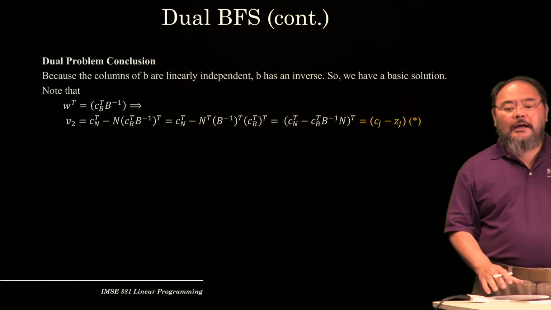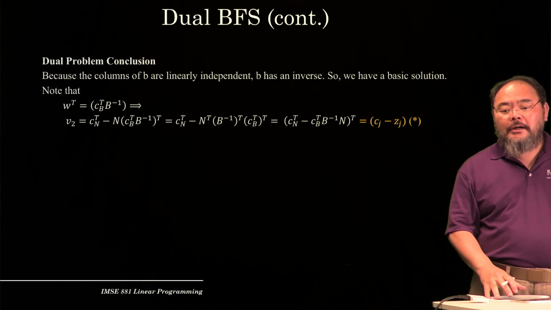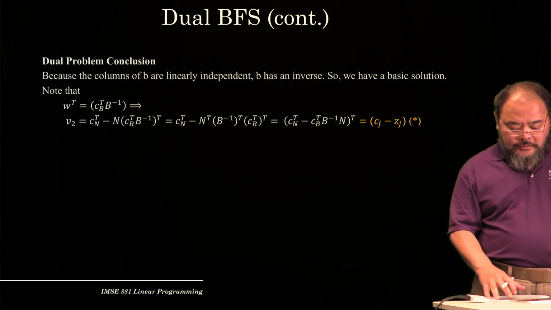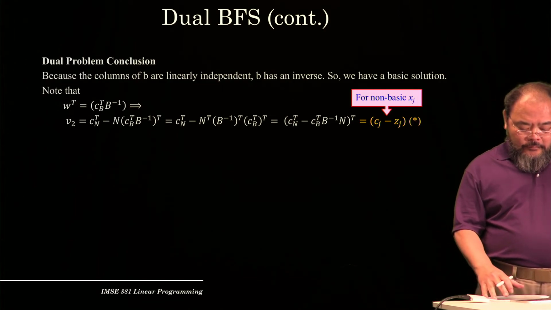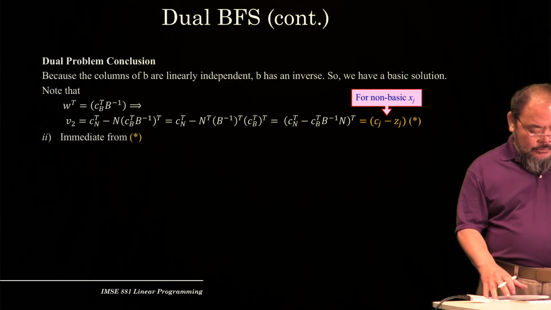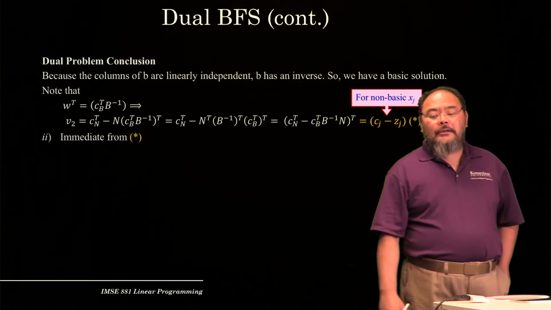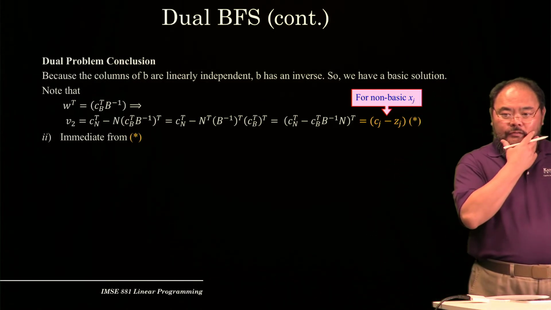So V2 actually equals Cj minus Zj, which is the negative of the row 0 we have for non-basic column Xj. So the second condition is actually already calculated. That's the dual feasibility.